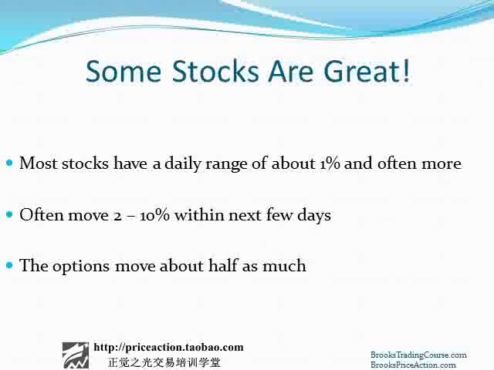Most daily stocks have a range of about 1% a day, and often more, and most move 2 to 10% within the next several days, and the options tend to move about half as much. So if the Spider's at 140, it very often would be, let's say, 5% higher over the course of the next week. It might be 145, and the option might move up. If you bought a call, it might move up $2.50.